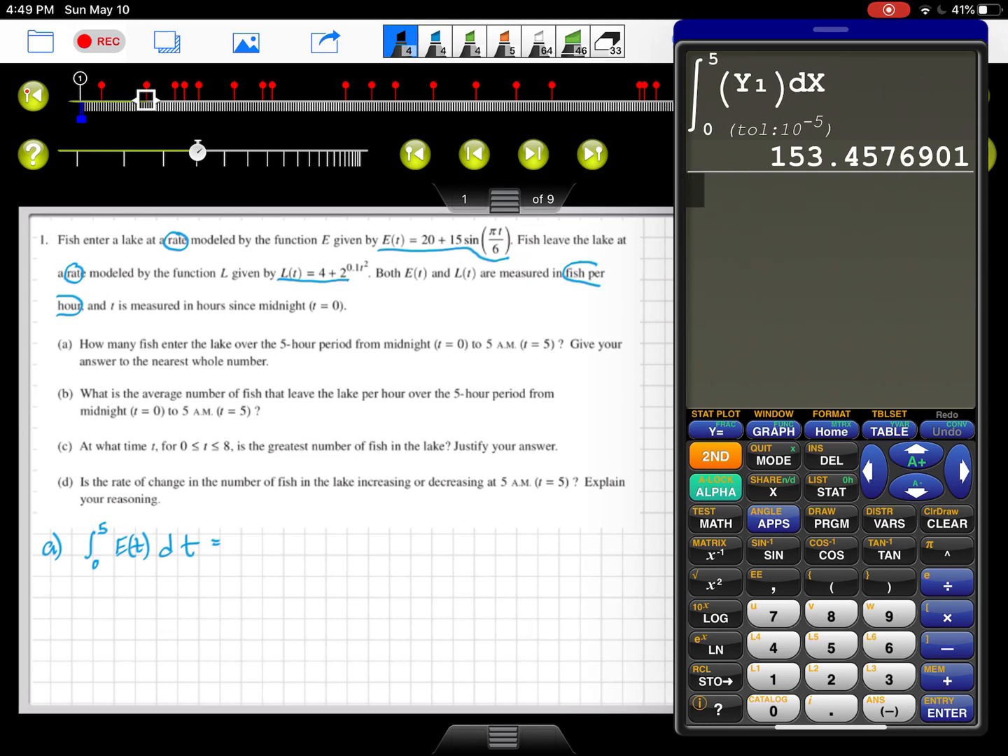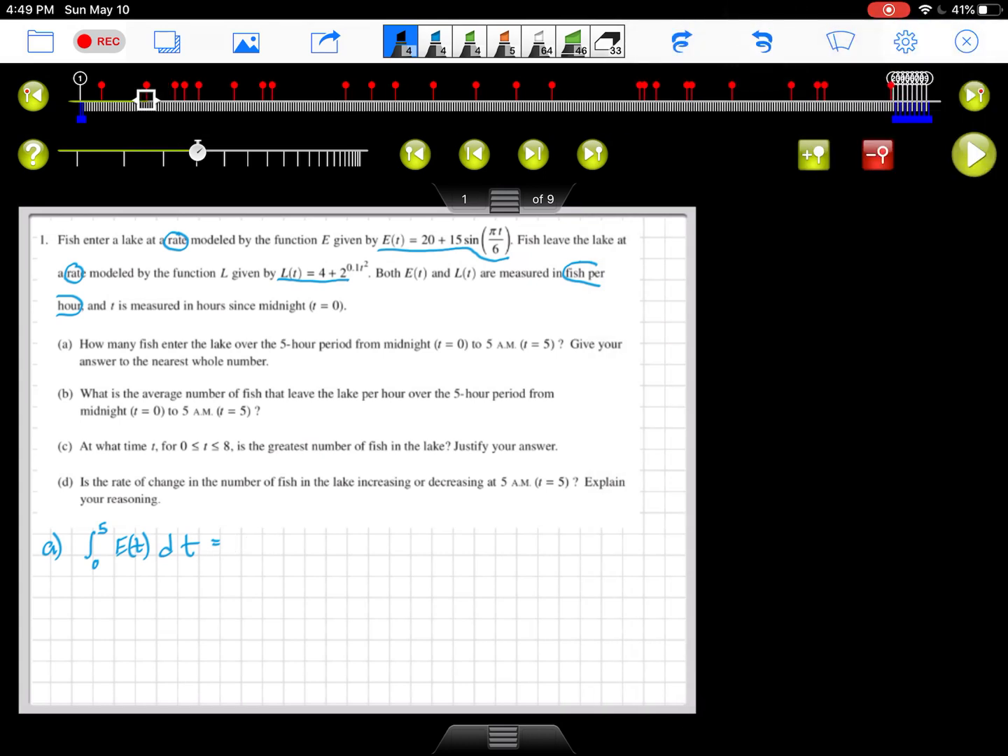153.457, which actually rounds up to 158. But when I look at the directions, it tells me to round to the nearest whole number. So I'm going to say it's about 153 fish. It doesn't ask for a label. I don't even think I get a point for it, but it is correct. All right, so let's look at the next one.